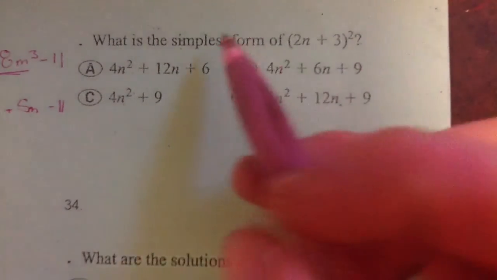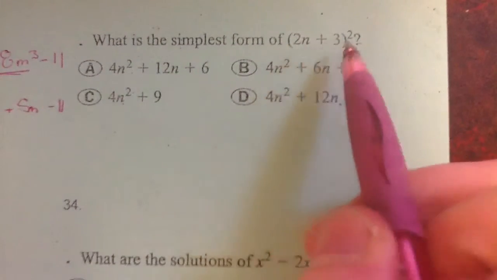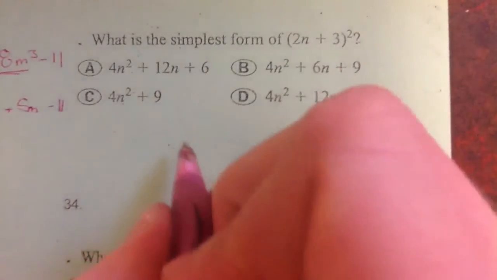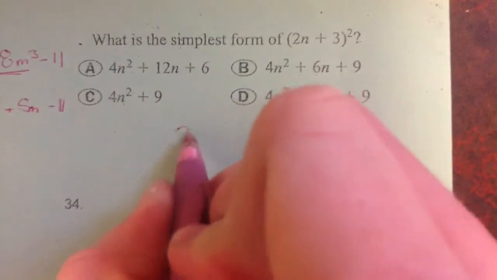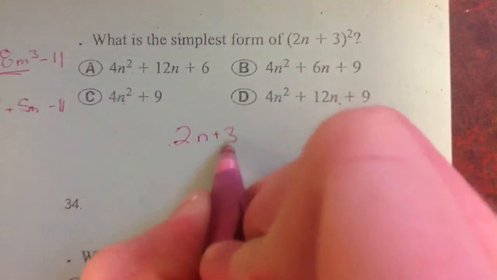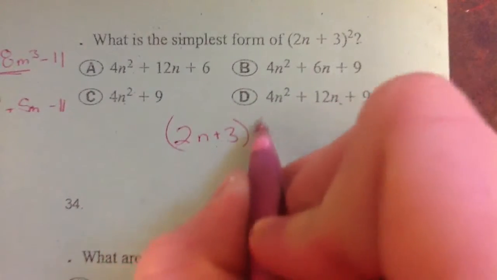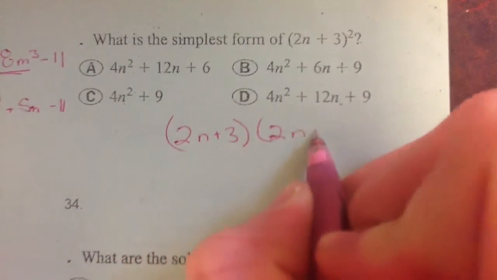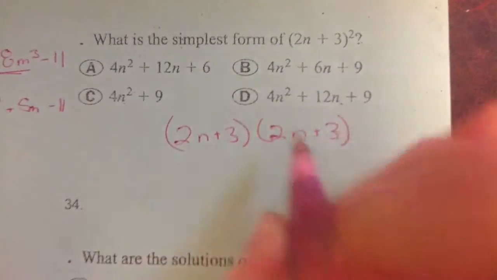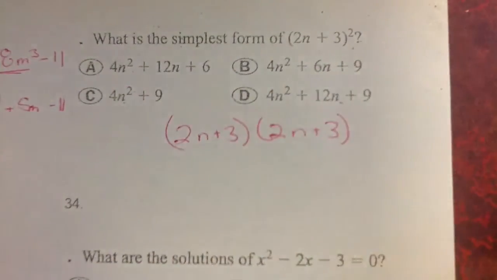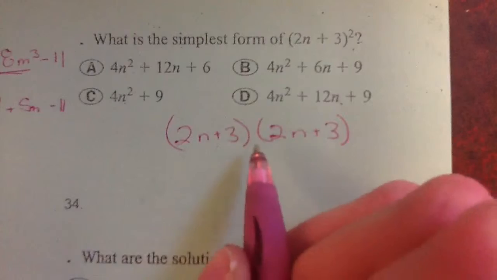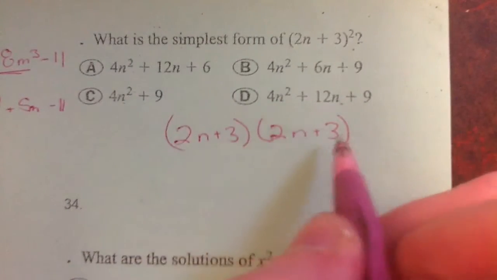Okay, number 32 says, what is the simplest form of (2n + 3) squared? Well, (2n + 3) squared means (2n + 3) times (2n + 3), because squared means multiplying the base times itself, and our base is everything in the parentheses. So if I square this, I'm going to need to multiply these two things.